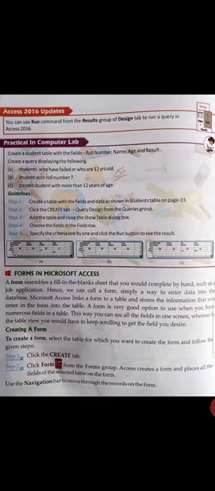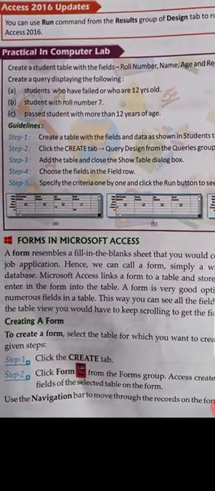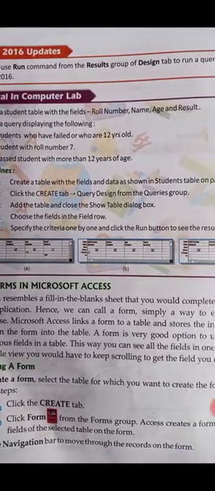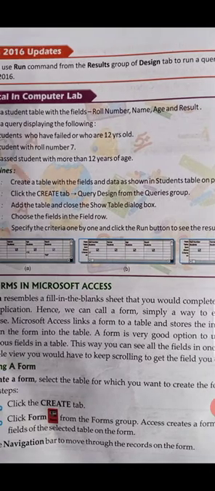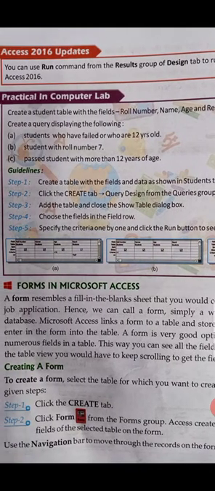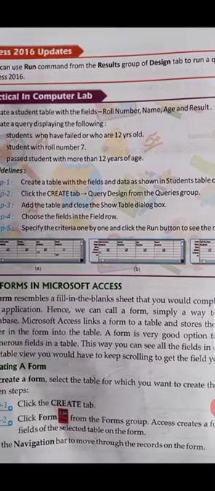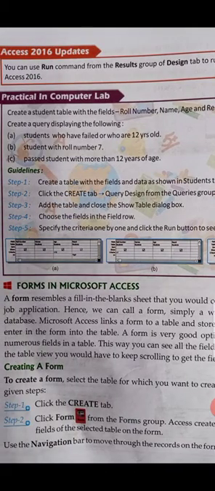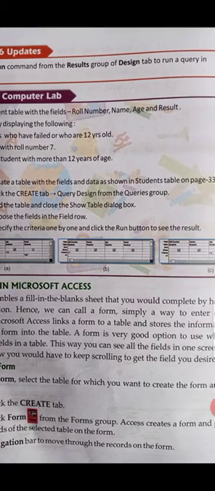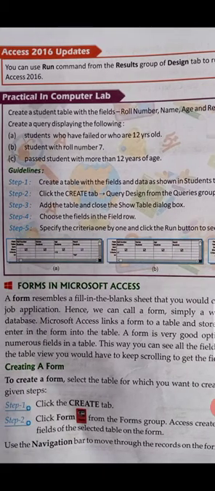Form in Microsoft Access. A form resembles a fill in the blank sheet that we would complete by hand, such as a job application. Hence, we can call a form simply a way to enter data into the database. Microsoft Access links a form to a table and stores the information entered in the form into the table. It means Microsoft Access provides a link with the table. We can enter data in the form, and it will give data in the table mode.